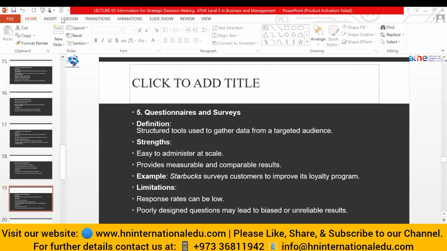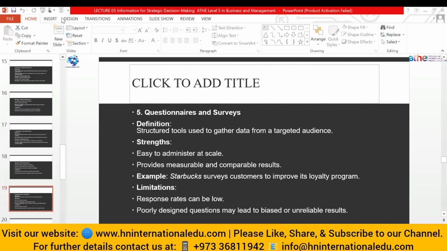For example, Starbucks surveys consumers to improve its loyalty program. You remember that Starbucks has a program going on, and the consumers are quite loyal to it. So they have different surveys through which they tackle everything.